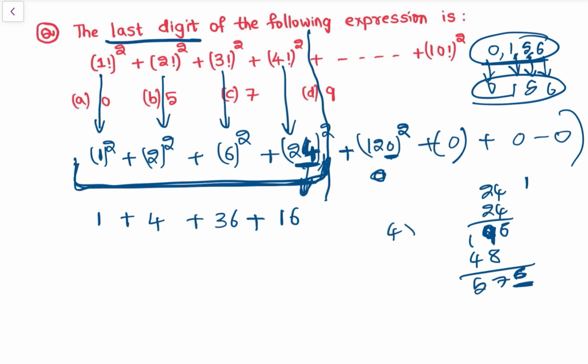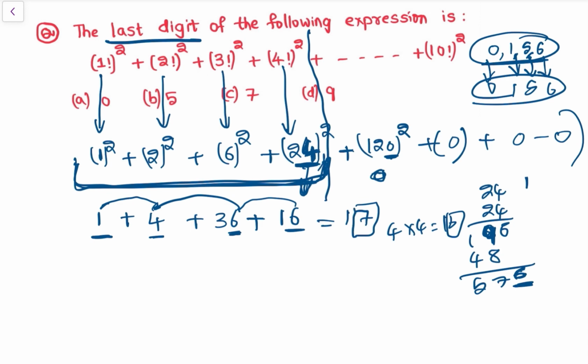If you do 4 into 4 also, that is 16. So unit digit is 6. So here 6 unit digit will come. So 6 plus 6 plus 4 plus 1. So you will add unit digits. 6 plus 6 is 12, 12 plus 4 is 16, 16 plus 1 is 17. So 17, so unit digit is 7 in this expression. So answer is C. Got it? So you just need to know the basics of factorials. Then we can easily solve the question.